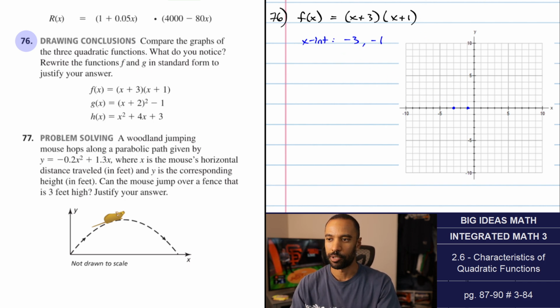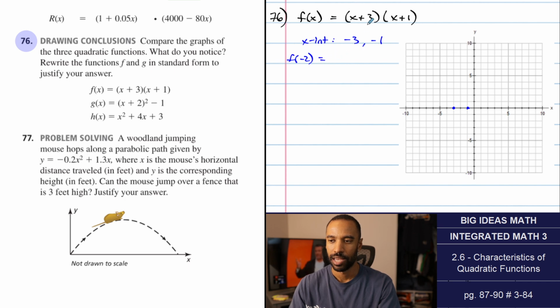You have an axis of symmetry right in between, at x equals negative 2. So f of negative 2 will give me my vertex. That's negative 2 plus 3, which is 1, times negative 2 plus 1, which is negative 1. That's negative 1. So your vertex is at negative 2, negative 1, right there. Stretch factor is 1, so I go 1, 1, 2, 4, 3, 9.